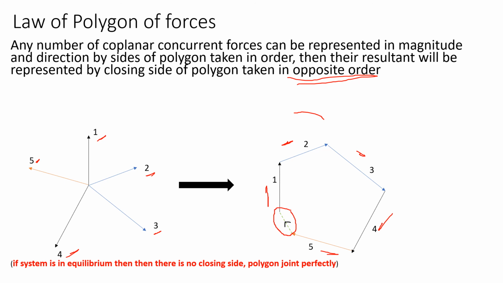Now here is a simple note. If the system is in equilibrium, then there is no closing side, the polygon joins perfectly. For a system in equilibrium, there is no closing side. So force number 5 joins perfectly with the start of force number 1. If there is any discrepancy in joining the forces, then there will be an error in your drawing. For the equilibrium condition, the polygon joins perfectly. So hope you have got my point.